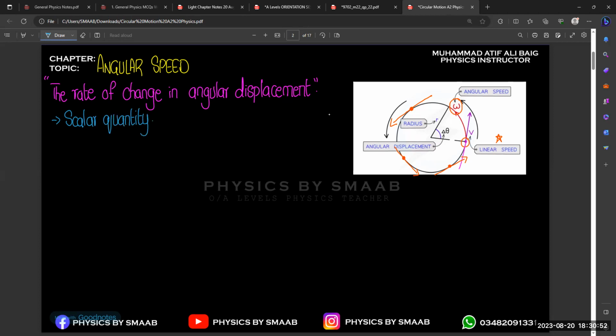You know there is a difference between speed and velocity. Speed is a scalar quantity, velocity is a vector quantity. So angular speed will be a scalar one, right? And what will be the SI unit? Any idea?